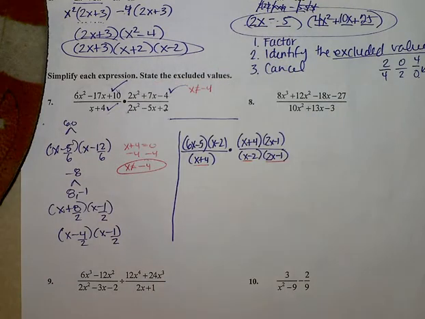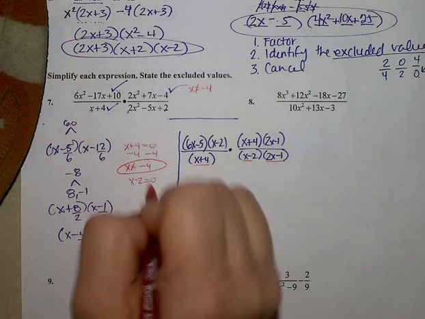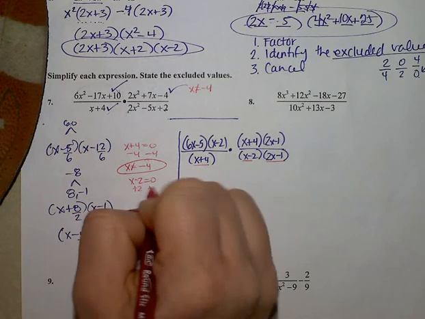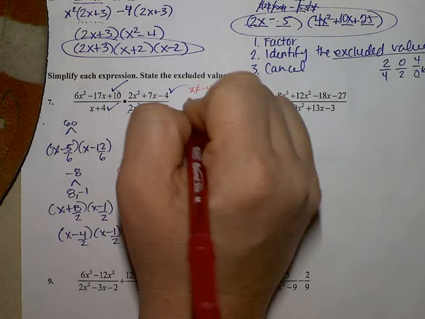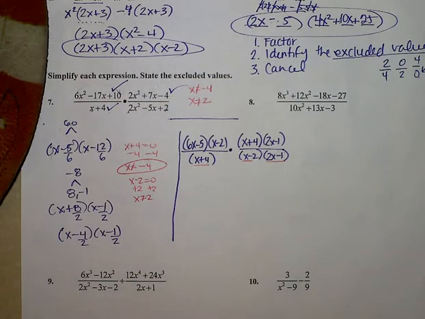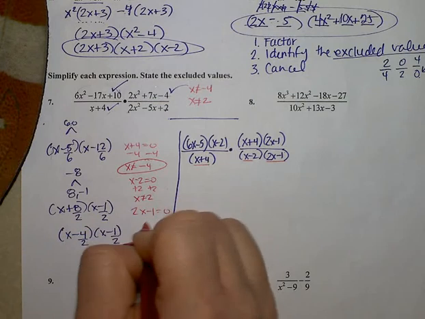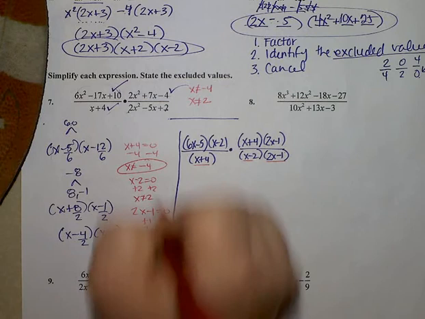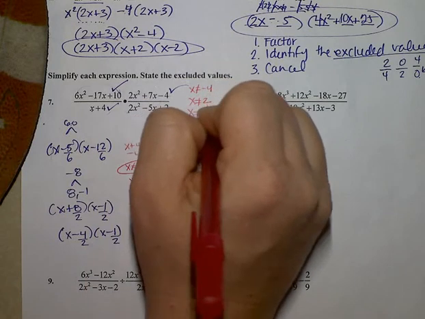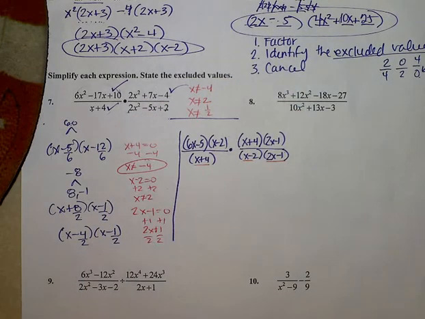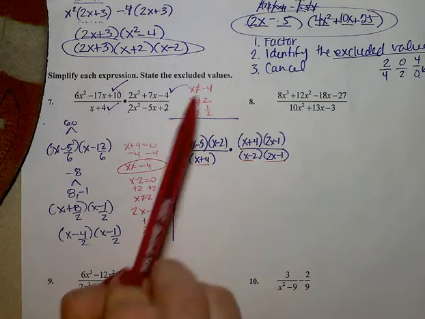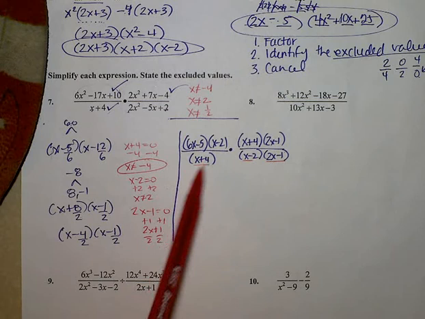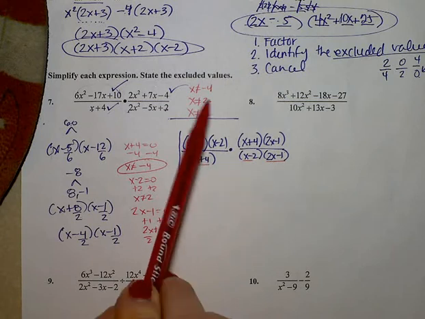Then I take x subtract 2, I set it equal to 0. It means x cannot equal 2. And 2x minus 1, set it equal to 0, and it means x cannot equal 1/2. Because if x equals negative 4, we have 0 in the denominator. Can't do that. Breaking a math rule. Same for 2 and for 1/2.